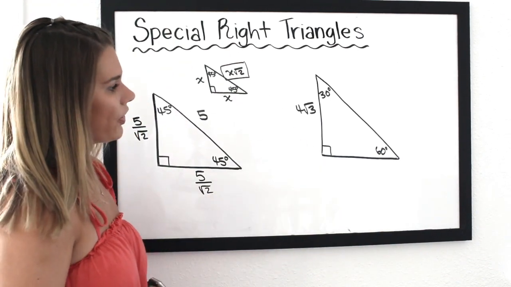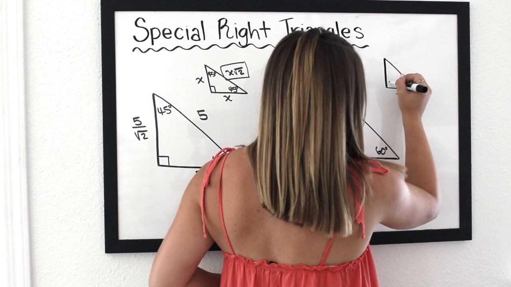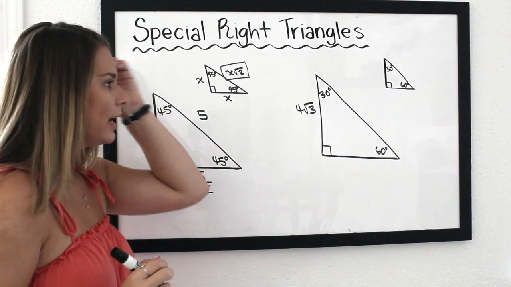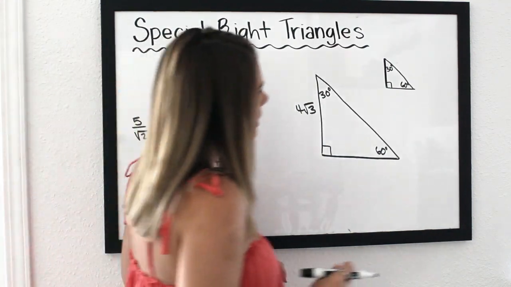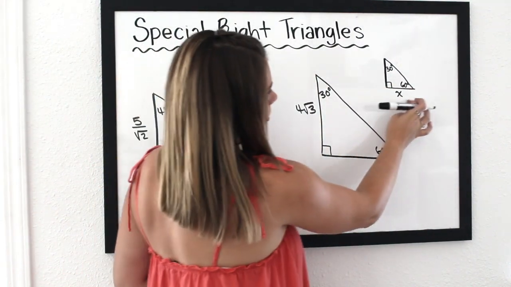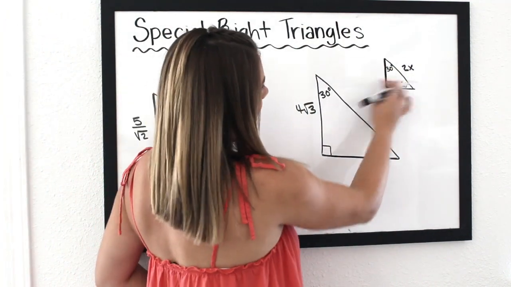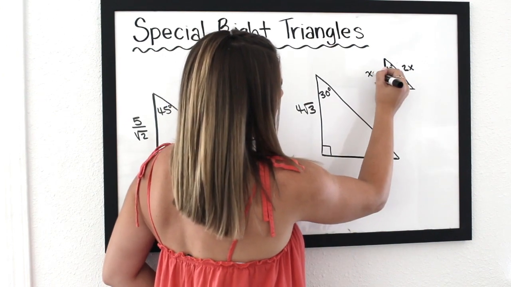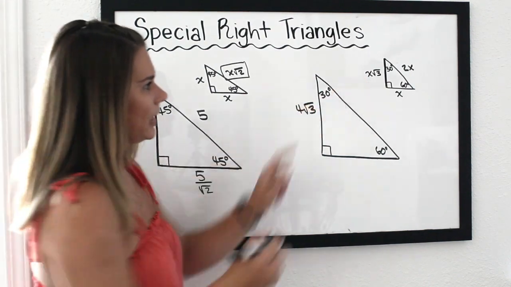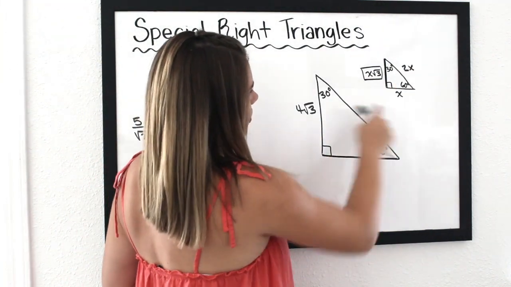Okay, so for this one, we have a 30, 60, 90 triangle. So I'm going to draw a mini one that has my rule there. So 30, 60, 90, okay. So for this one, if I knew the side opposite of 30 degrees, that's my x, I multiply it by 2, so 2x, to get my hypotenuse. And to get my longer leg, the one opposite of 60, I multiply by root 3, so x root 3. Okay, so 4 root 3 is actually equal to my x root 3. Once I find my x, I can find these two side lengths.